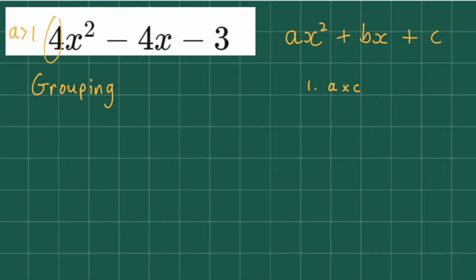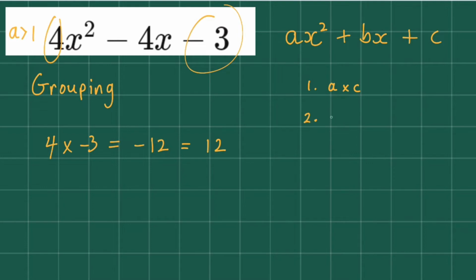So the a term here is 4, and the c term here is -3. So we write that down. 4 times -3 is -12. And now what we're going to do is find the factors of the 12 that we have there. It really doesn't matter, just like it did before, whether it's positive or -12. So we're just going to go ahead and write 12.